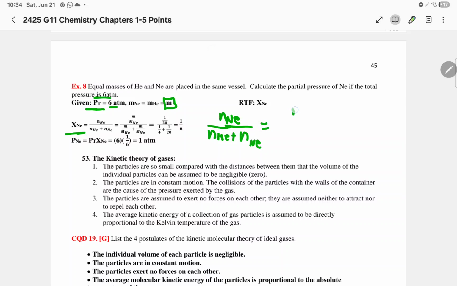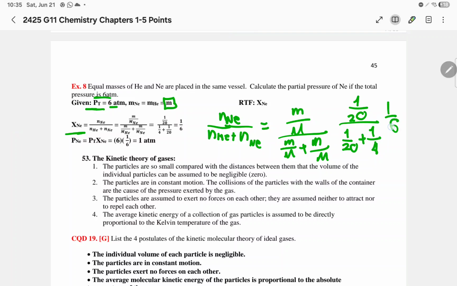Which is the same as mass over molar mass, over mass over molar mass plus mass over molar mass. Now we're going to assume the mass is 1 gram, because it doesn't matter, they're all the same mass. So 1 over the molar mass of neon, which is 20, over 1 over 20 plus 1 over 4, which is the molar mass of He. Then you get 1 over 6. Then you multiply it by the total pressure to get the partial pressure of Ne. 6 times 1 over 6 is 1 atmosphere.